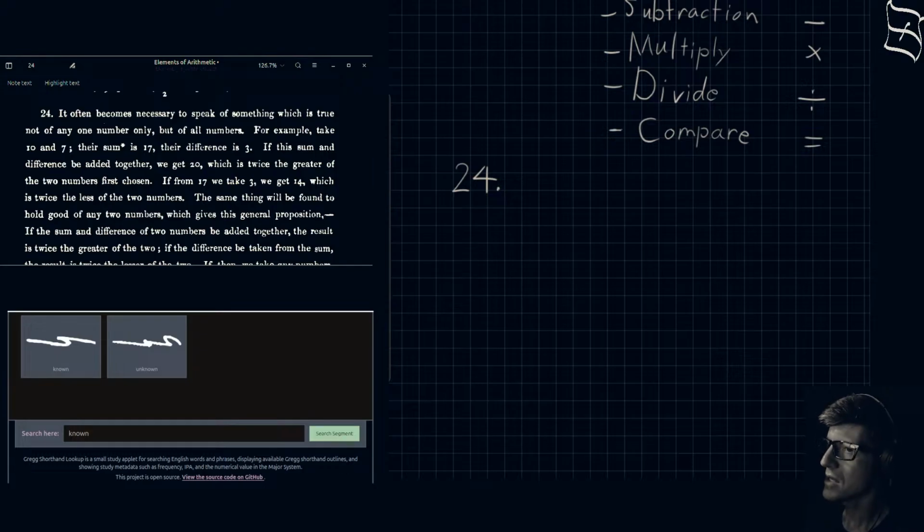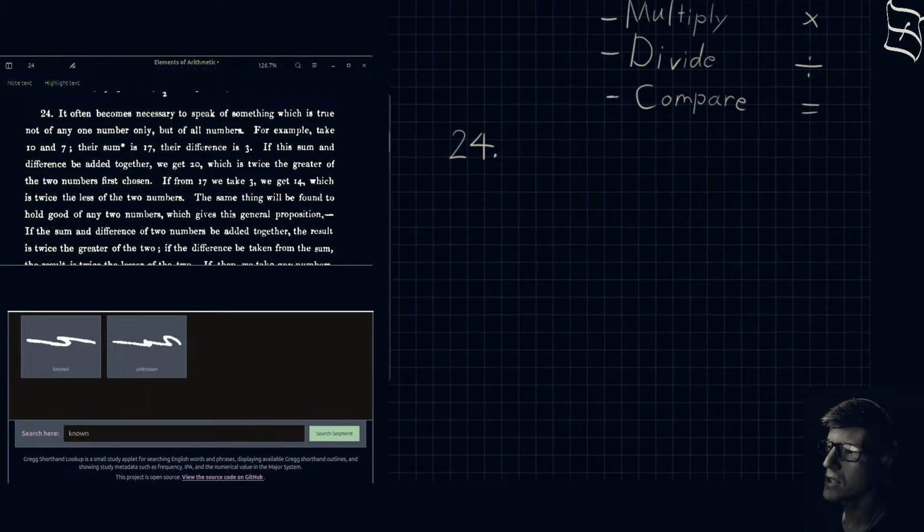It often becomes necessary to speak of something which is true, not of any one number only, but of all numbers. For example, take 10 and 7. Their sum is 17. Their difference is 3. If this sum and difference be added together, we get 20, which is twice the greater of the two numbers first chosen. If from 17 we take 3, we get 14, which is twice the less of two numbers. The same thing will be found to hold good of any two numbers, which gives this general proposition.